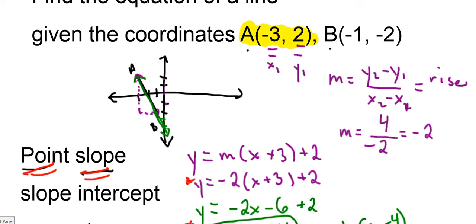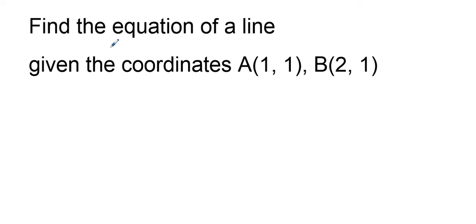Well, let's try a little more. Find the equation of a line given these coordinates, A and B. Let's graph this real quick. Probably already know this. If we go over here, 1 and 1, here's A. We have 2, 1, here's B. Connect the dots.